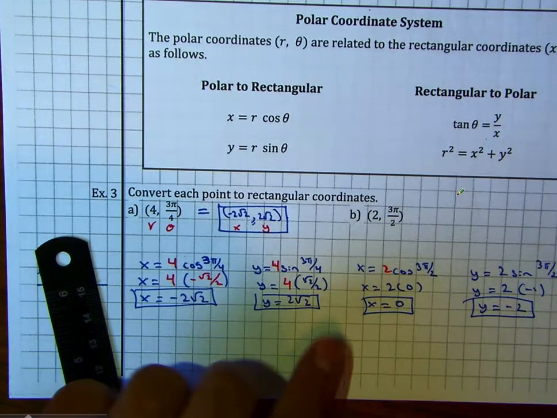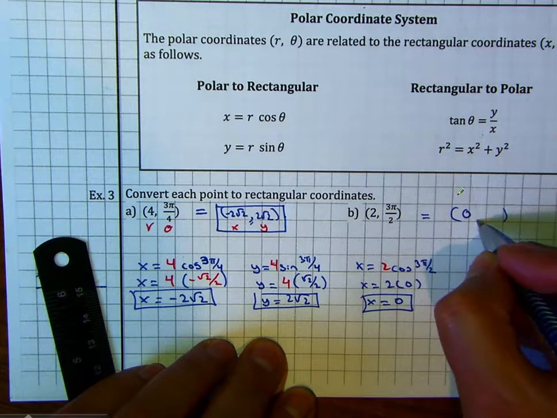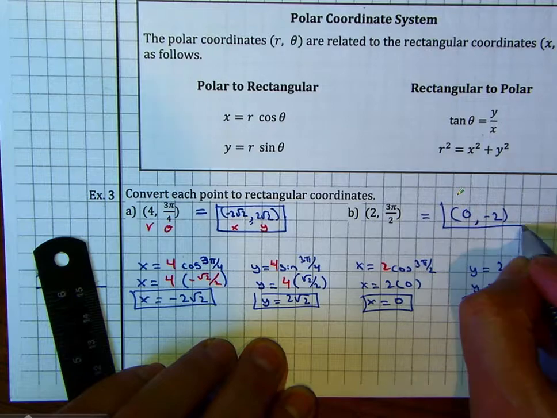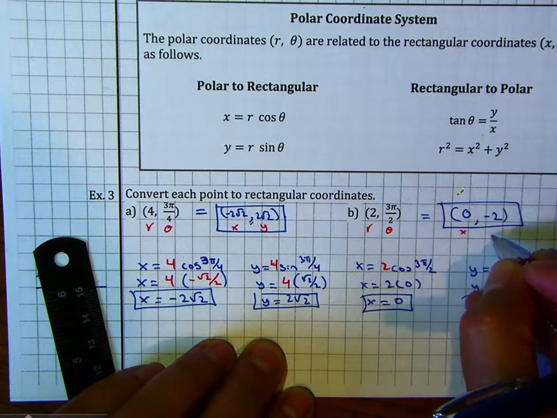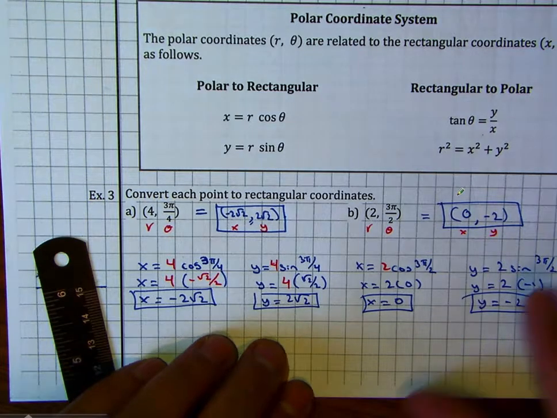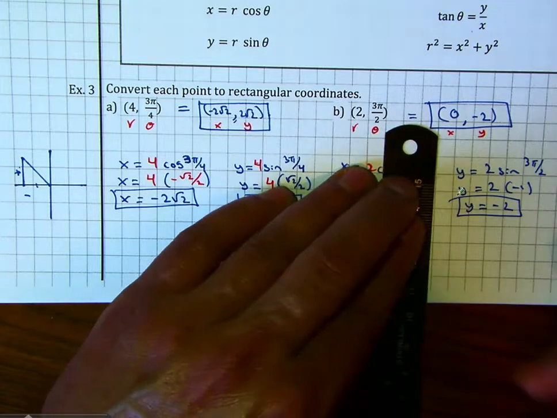And from there, we're going to rewrite it as x and y. So it'll be 0 for your x, and your y will be negative 2, and that'll be your final answer. Where this is r, and this is theta, this is x, this is y. That is on the same location. And if I take the time to graph it very quickly, let's squeeze it in there.